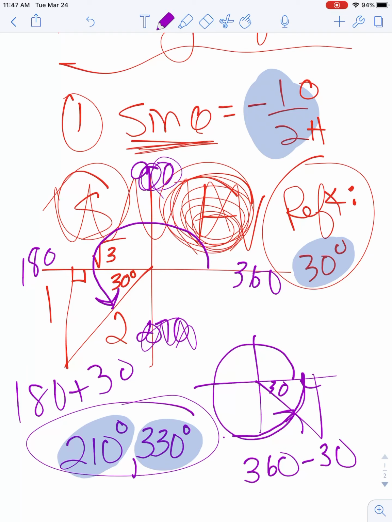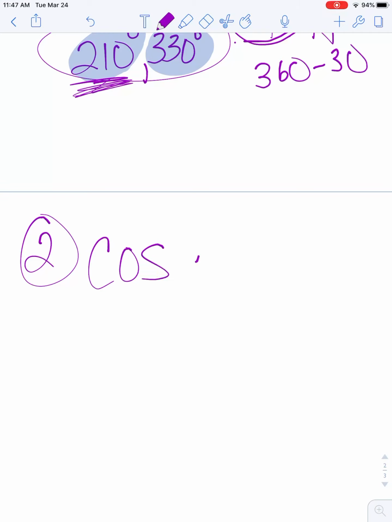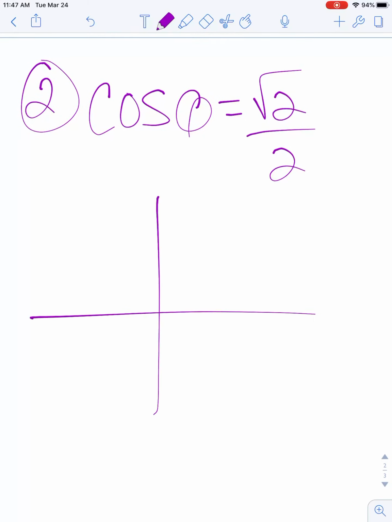So I go back and I do a quick double check. Is 210 between 180 and 270? Yes. Is 330 in the fourth quadrant? Yes. Okay, so let's look at another one. I'm going to say cosine of theta equals root 2 over 2. Okay, so again, this is my ratio.